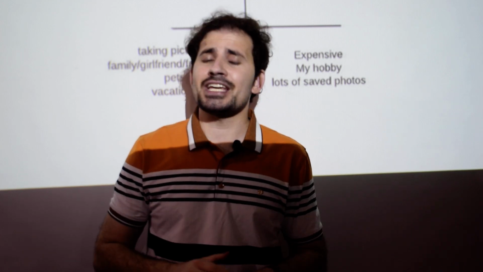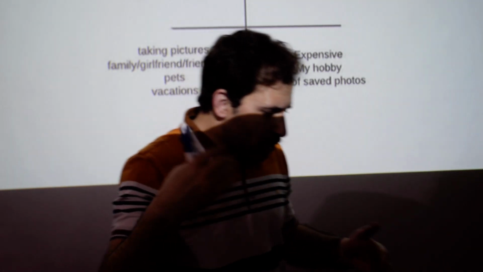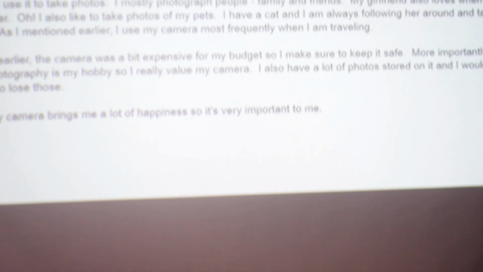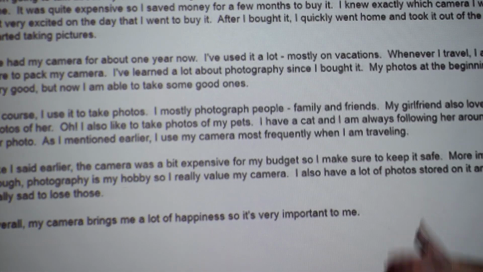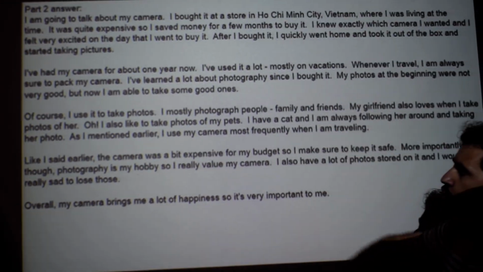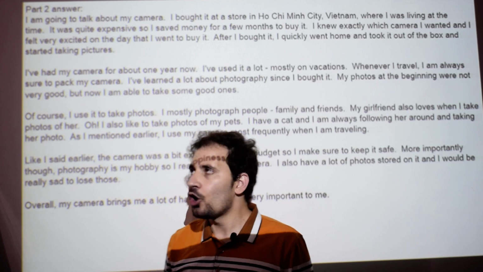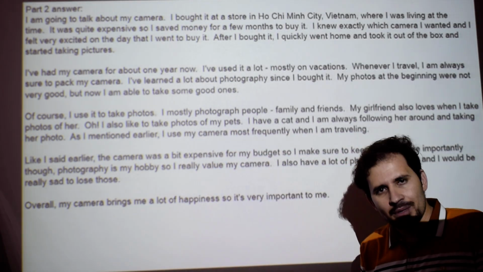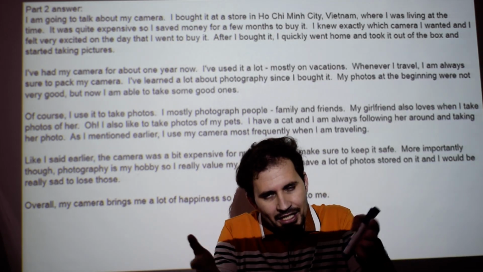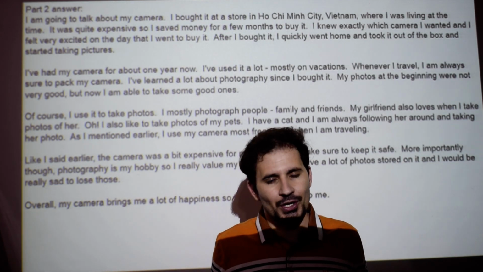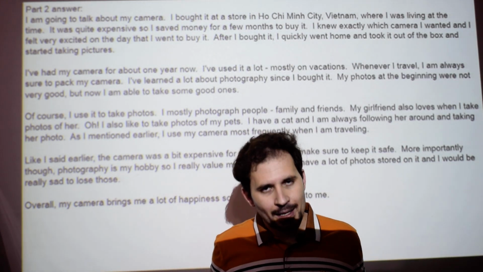So how can you make a start? Now you need to go with that. I'm going to give you the complete answer. This is the answer for that. First of all, you should start with these words: I'm going to talk about the topic, or I'm going to talk about my camera. These should be your initial words. I'm going to talk about my camera.